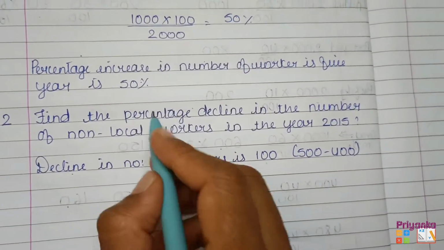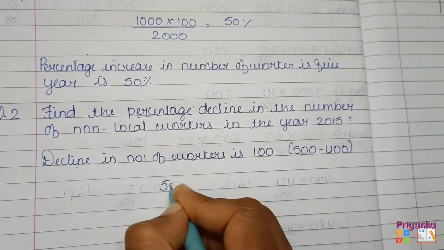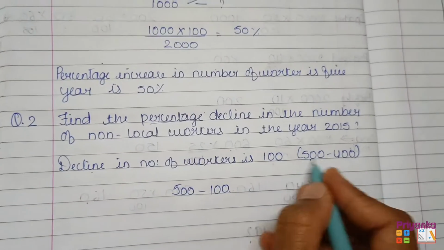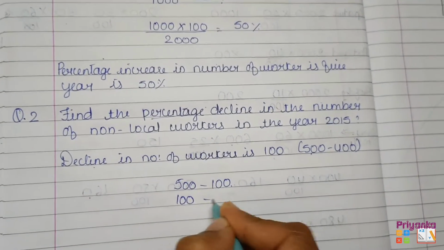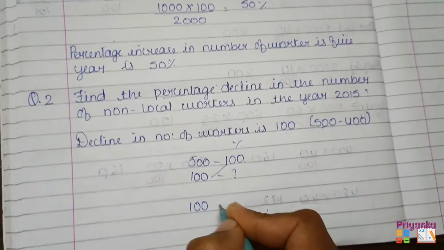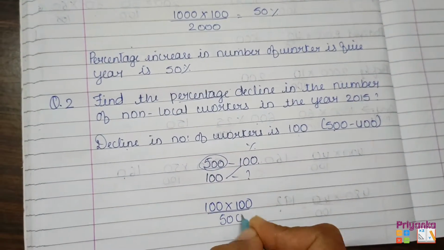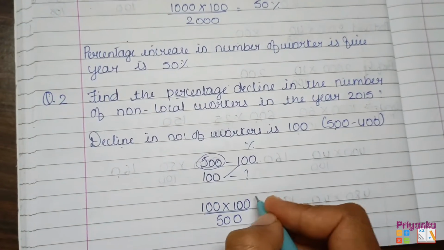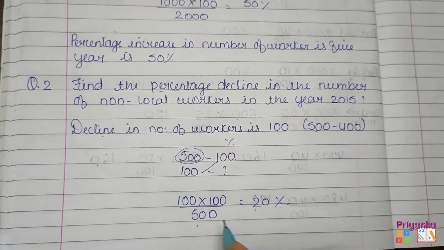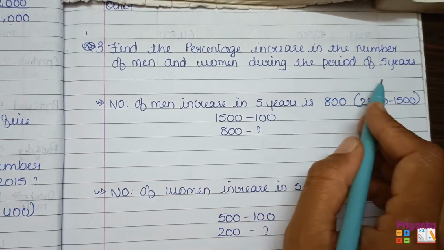So here we'll write that the decline in the number of workers is 100, that is the difference of 500 and 400. As again they have asked about the percentage, we'll take 500 as 100%, the number of workers in the year 2010. If the decline is 100, what would be the percentage? Now again let's use cross multiplication, that is 100 multiplied by 100, divided by 500. Here we get 20%. So we can say that the number of workers declined by 20%. Third question, find the percentage increase in the number of men and women during the period of 5 years.